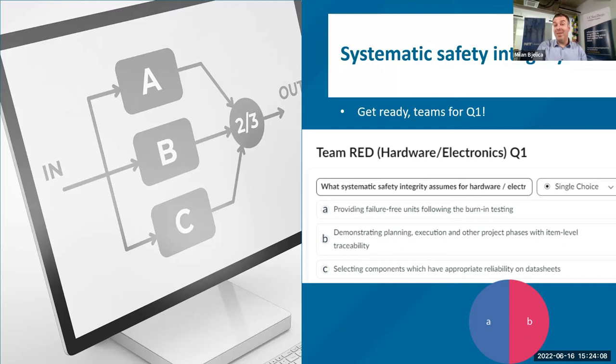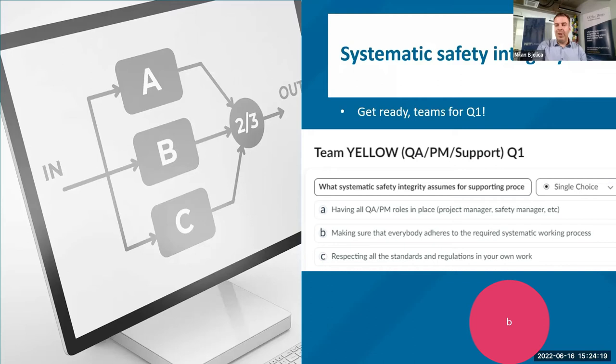So that is the question here. And we have the QA team. So here we have a point. So we'll have the point for the yellow team because they got it right.